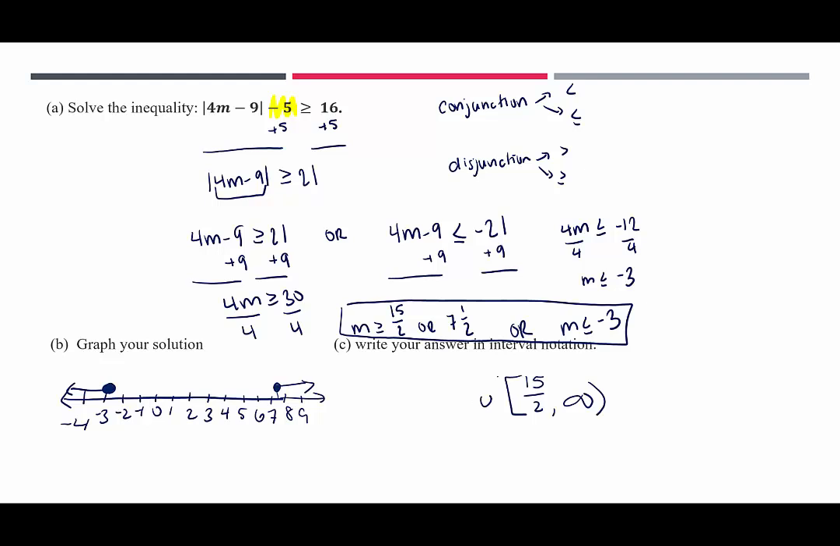I think here technically you could do either way, but just to be consistent, I'll put the m is less than or equal to 3 on the left. That would be negative infinity to negative 3. And that would be the 3 different ways to represent the solution set for this absolute value inequality.